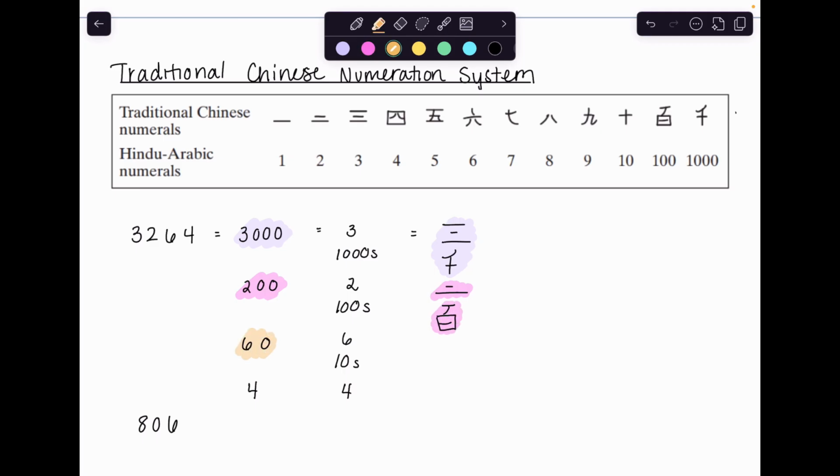Then for 60, I have 6 10s. So I draw my symbol for 6, which looks like this, followed by my symbol for 10s, which is kind of like a cross. Okay. And then finally, I have 4 at the end, which looks like this little window here. I don't need to write ones because 4 is just ones. Okay. So this is that Chinese numeration system.